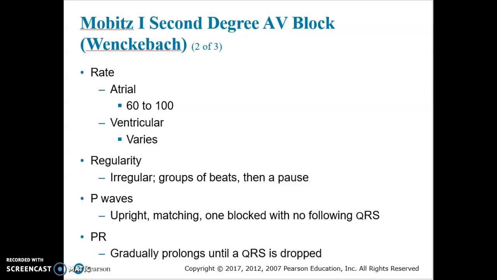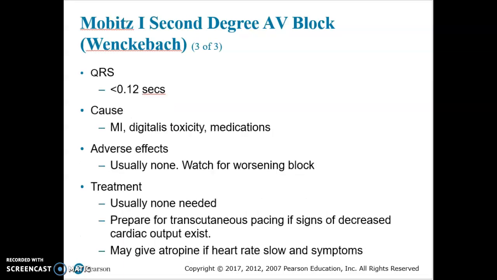With Wenckebach, we want to look for footprints in the sand. What we mean by that is the P wave that's hidden inside of those QRS complexes. I can go over that with you when we start going over the different strips. Again, the characteristic of Wenckebach is that prolonged PR interval, and then we have that lost beat. The QRS is less than 0.12 seconds. The causes of Wenckebach could be an MI, a myocardial infarction, digitalis toxicity, or different medications. We usually do not have any adverse effects, but we want to watch for worsening with this block.